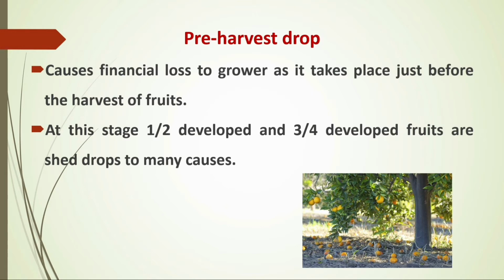Now many people can think why this fruit drop alone causes major financial loss. Why not others? The reason behind this is it occurs in stage just before harvest. So we are spending more resources up to this stage. While in other types they occur in early stage of growth, that is immediately after flowering. So the resource usage is comparatively less. Another point here is half-developed or 3/4 developed fruits are mostly shedded.